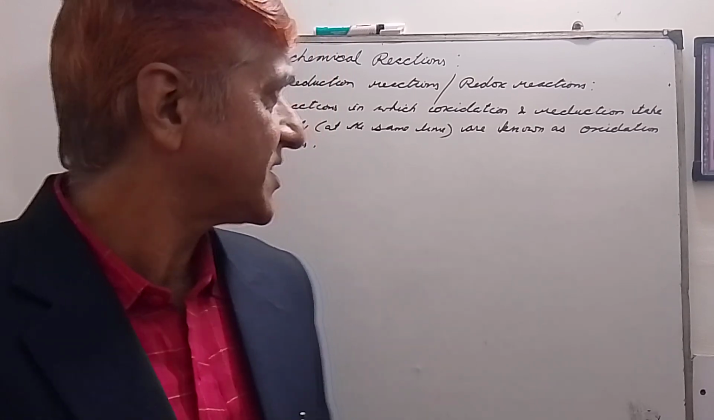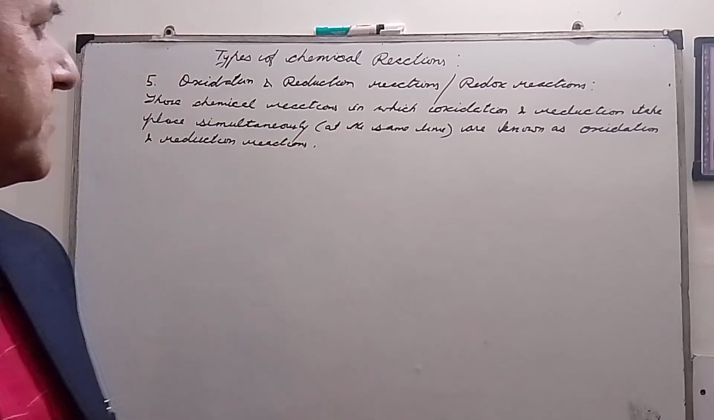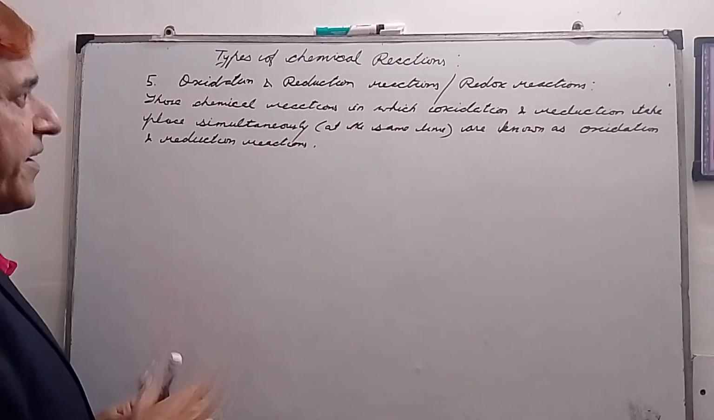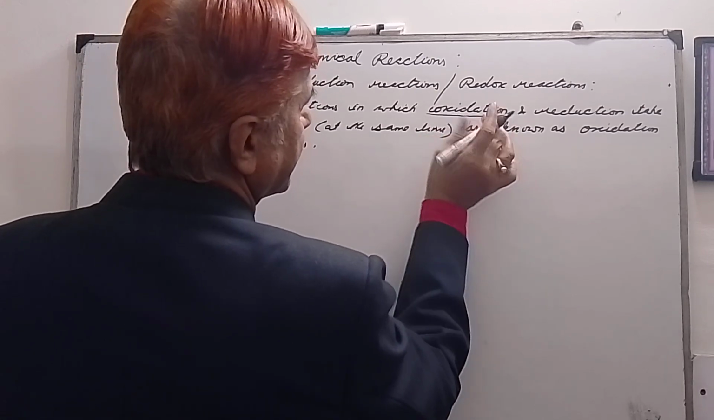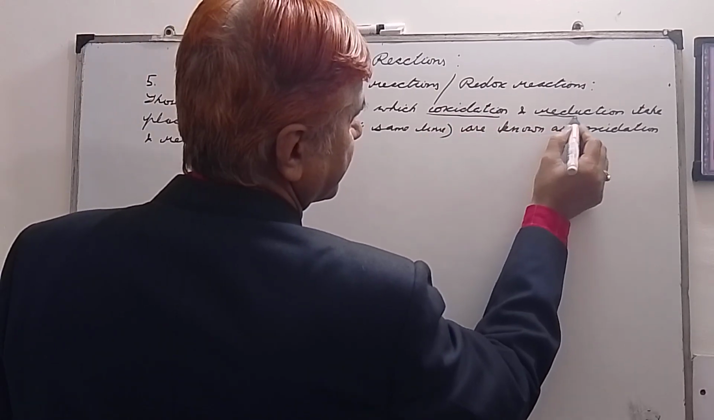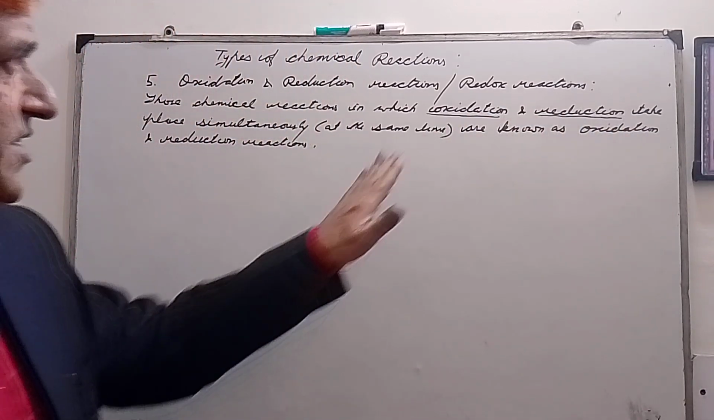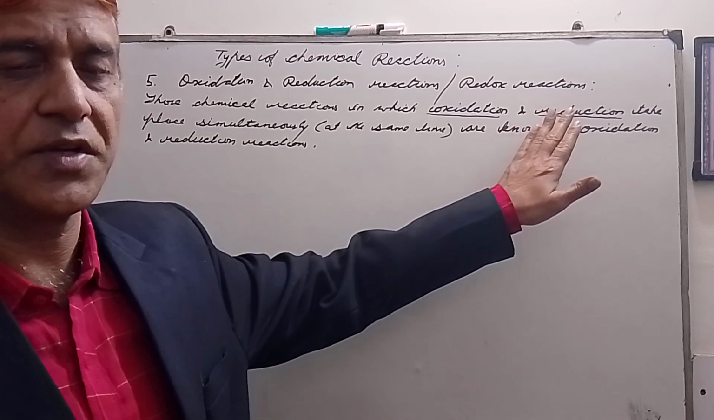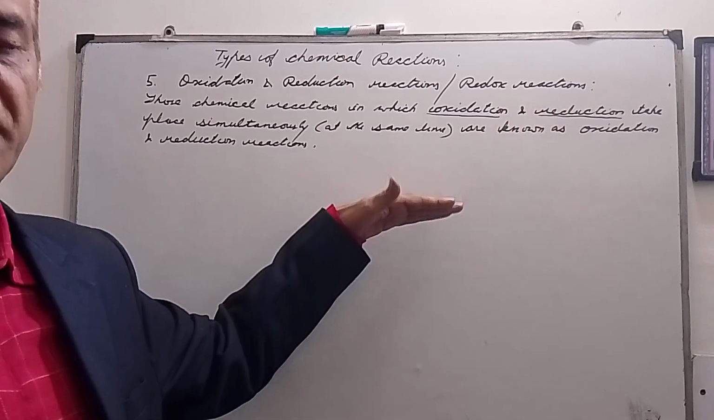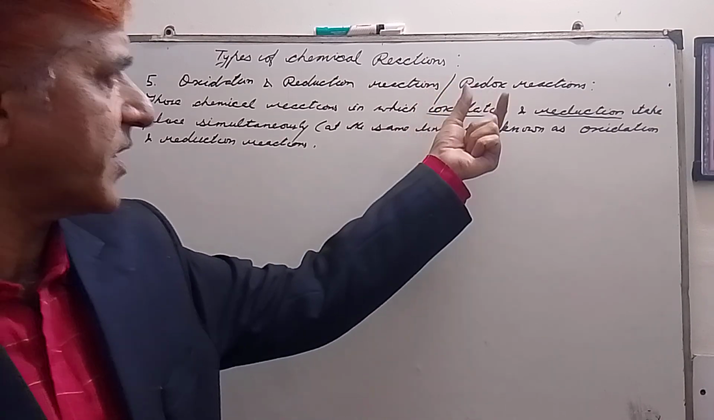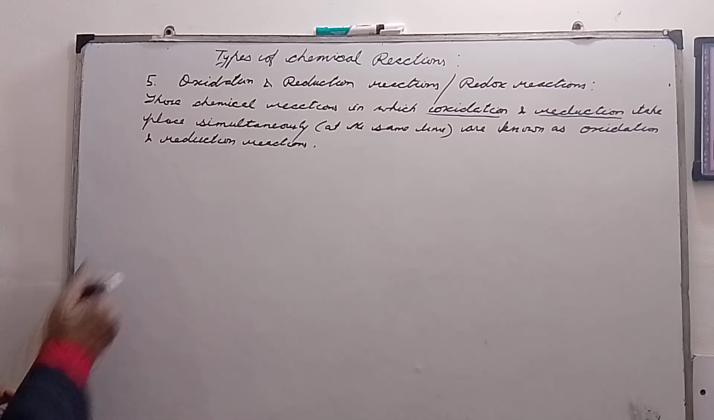Now in oxidation and reduction reactions, as the name implies itself, there are two things which are very important to understand: oxidation and reduction. So let's understand these terms to understand these chemical reactions further in detail. Let's first understand what is oxidation and what is reduction. So what is oxidation?